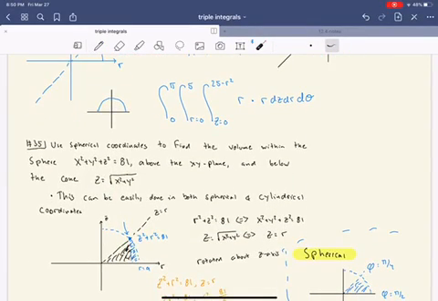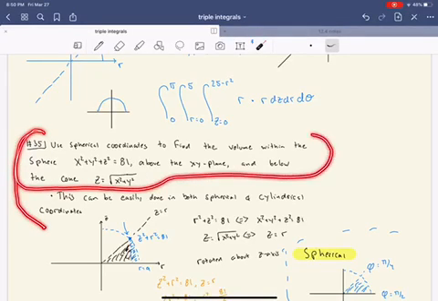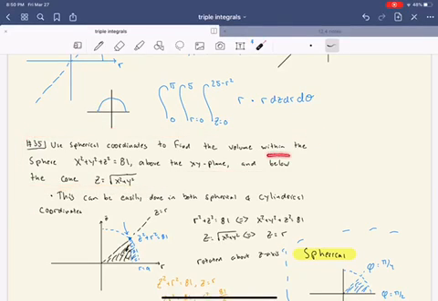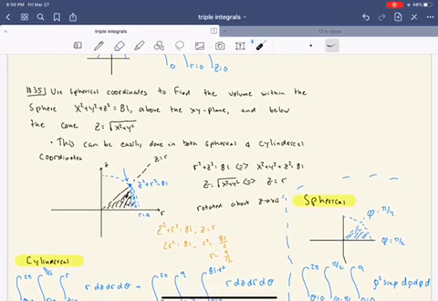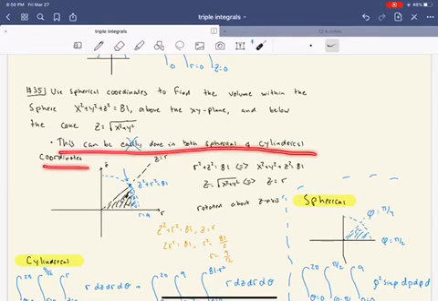Now we're going to get some spherical coordinates in. The question: use spherical coordinates to find the volume within the sphere x squared plus y squared plus z squared equals 81, above the xy plane, and below the cone z equals square root of x squared plus y squared. I wrote here that this can be done easily in both spherical and cylindrical coordinates.